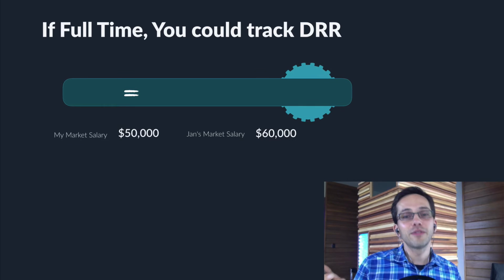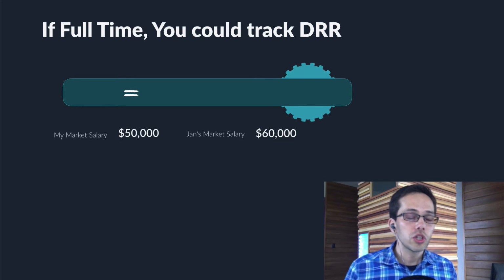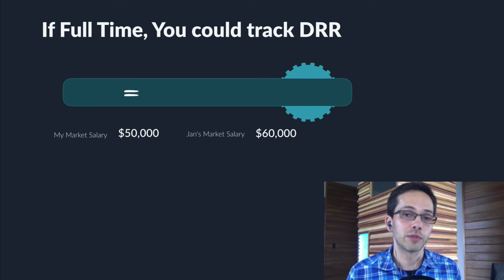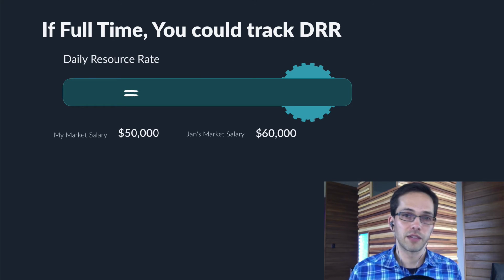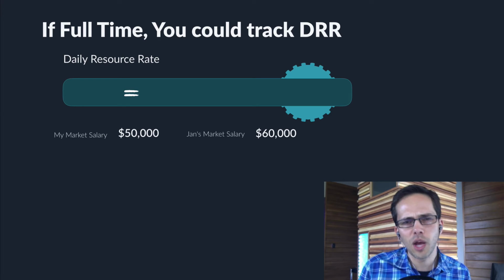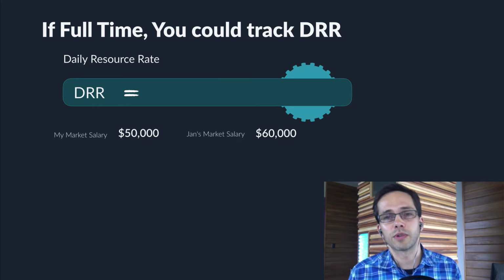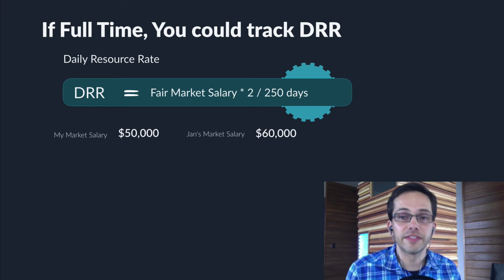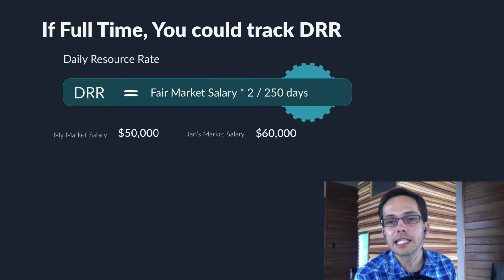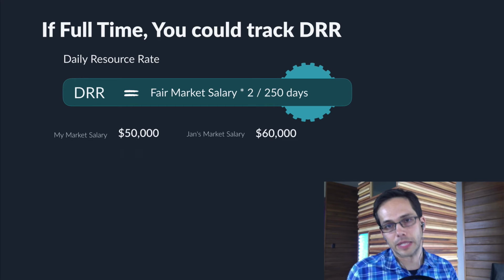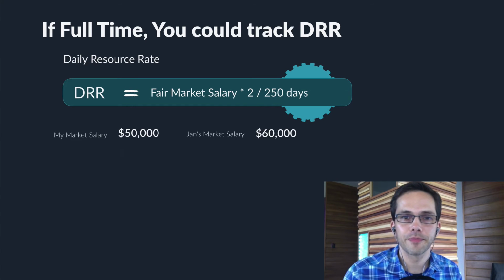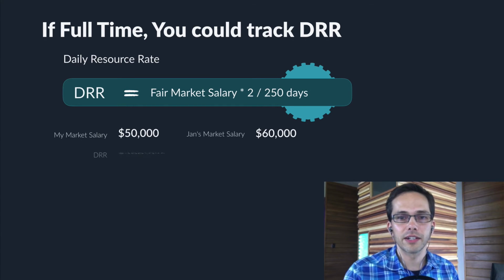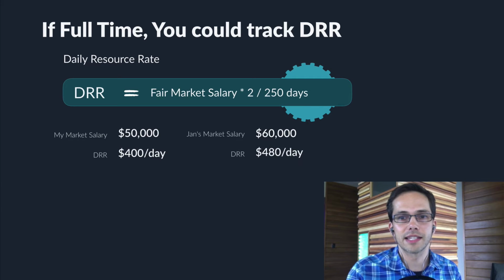Now, if you're working full-time, optionally, you could calculate a daily resource rate, if you're just working full-time and you don't want to track hours. I like tracking hours, but if you didn't want to, you could do a daily resource rate, in which case you might do fair market salary times 2 divided by 250 days. That's the number of work days in a year minus 2 weeks. So calculate this out. My market salary is $400 a day and Jan's is $480 a day. Cool.